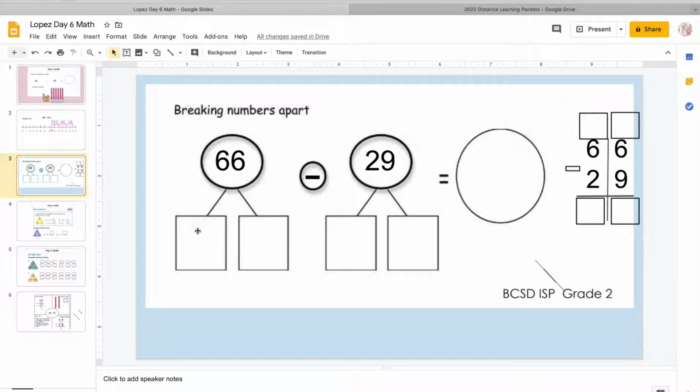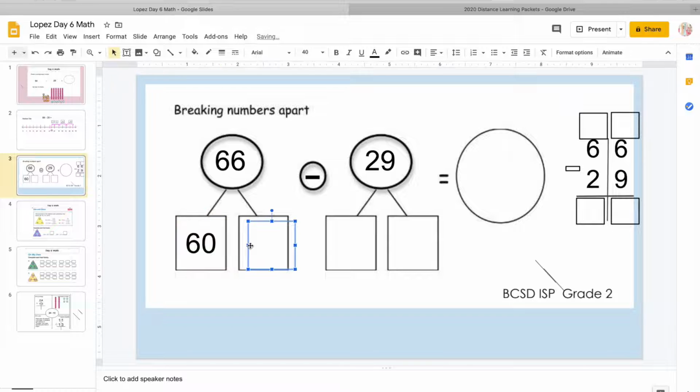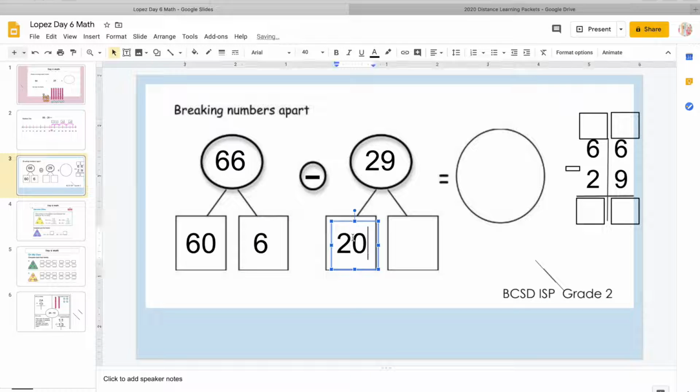If you're going to break apart 66, you're just going to tell me, okay, how many tens are there? And there's 6 tens, and 6 tens is 60. And then we have 6 ones. So that's how you break apart that number. And then we're going to break apart 29, and there are 2 tens in 29, which is 20, and 9 ones. So that's how you're going to break those apart.